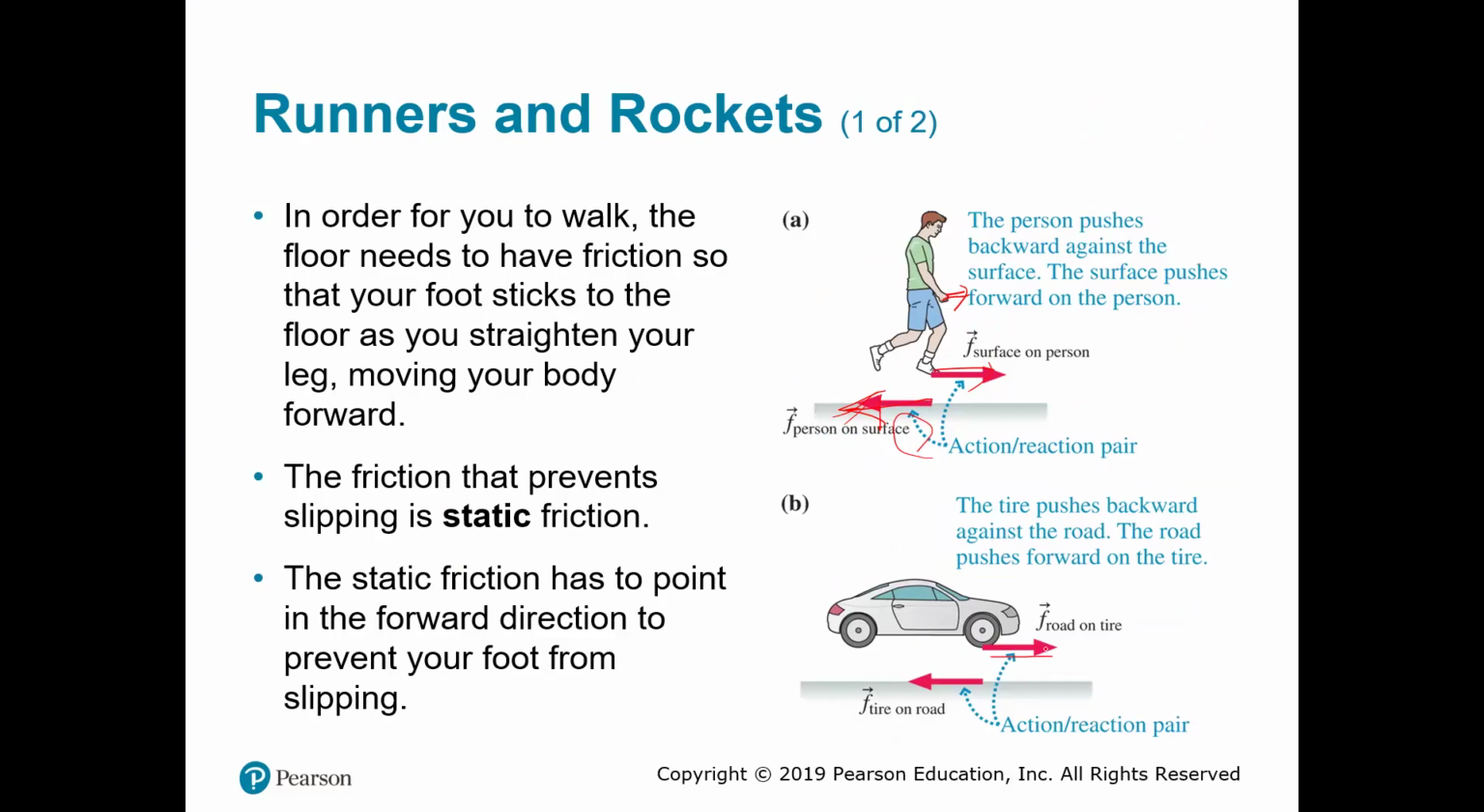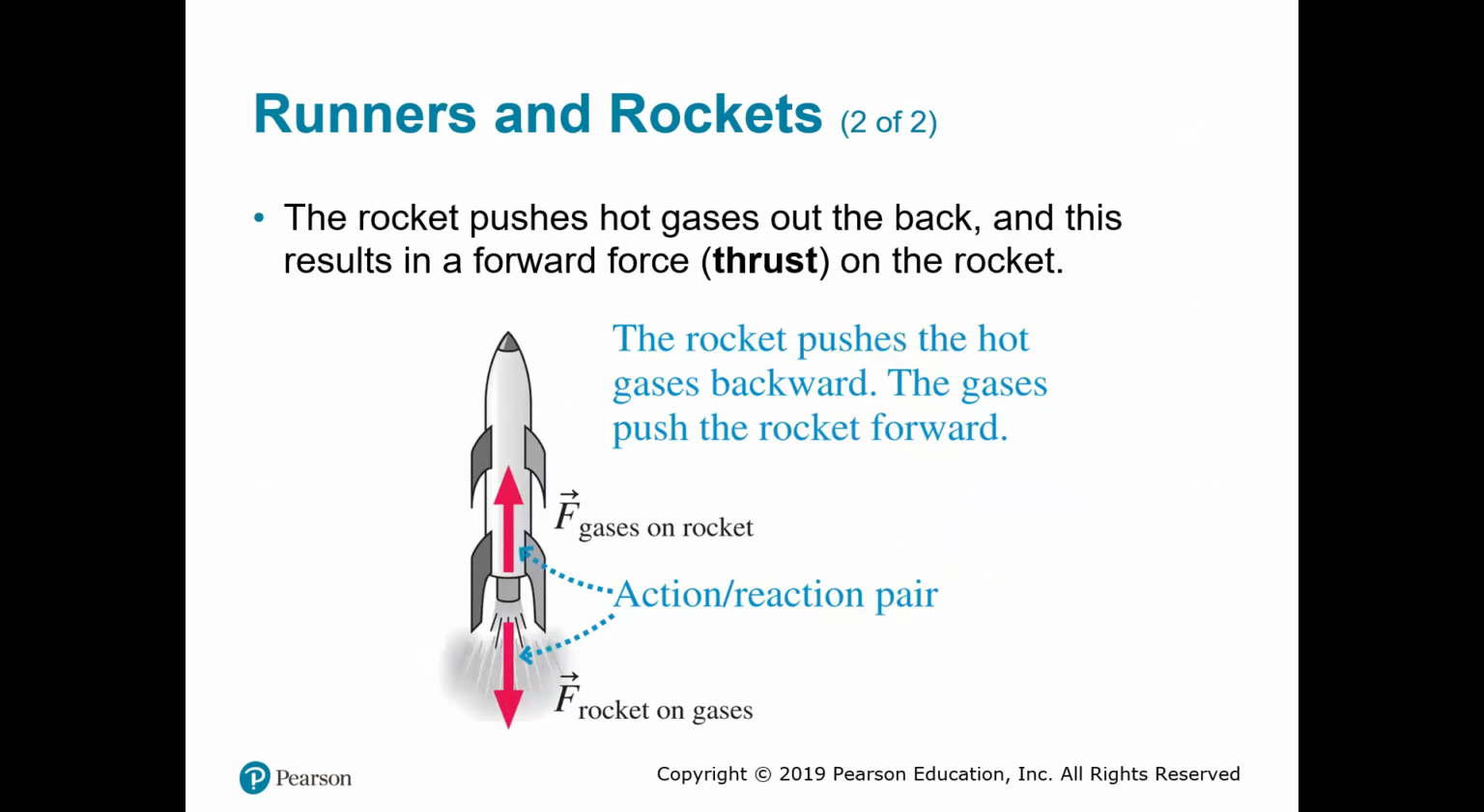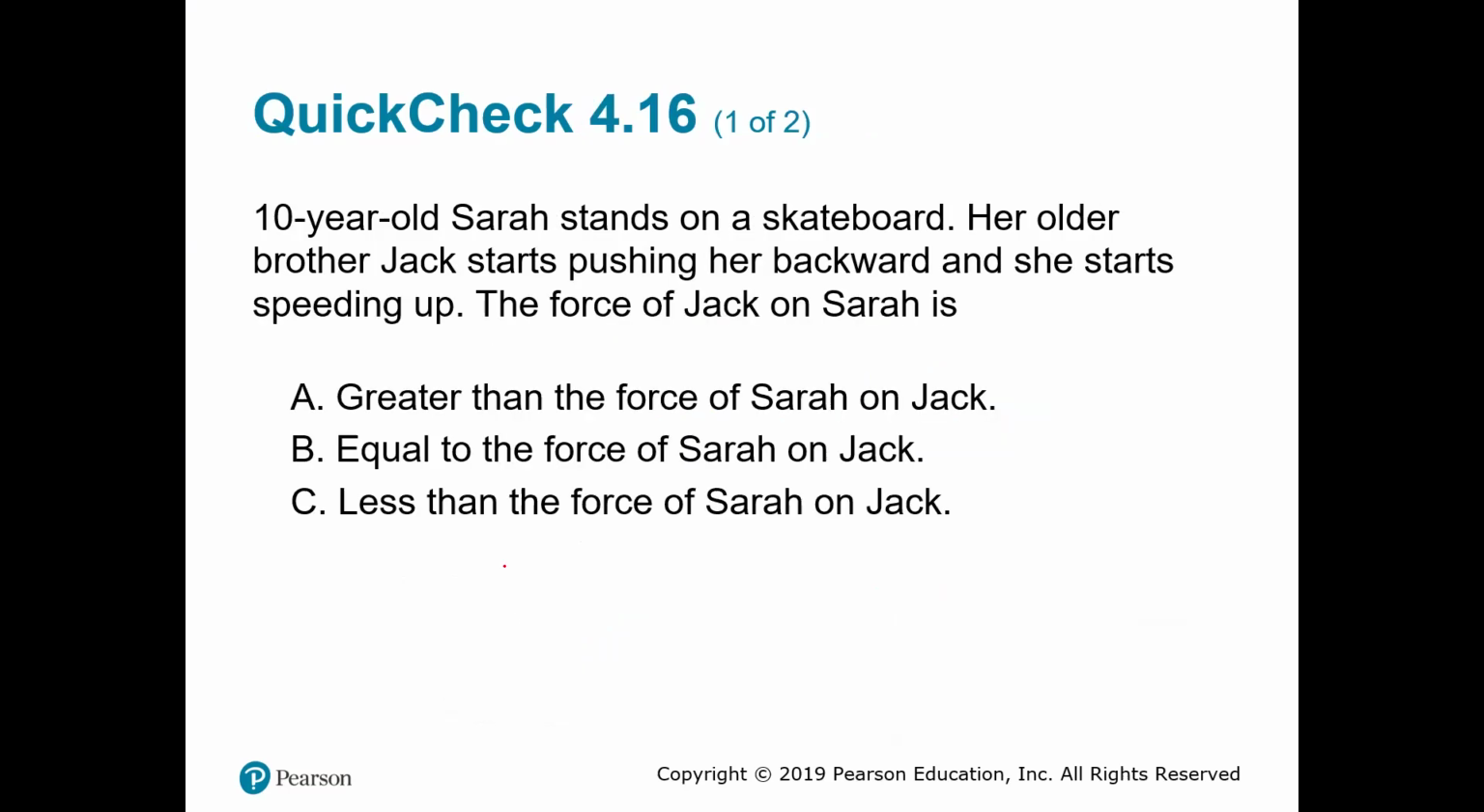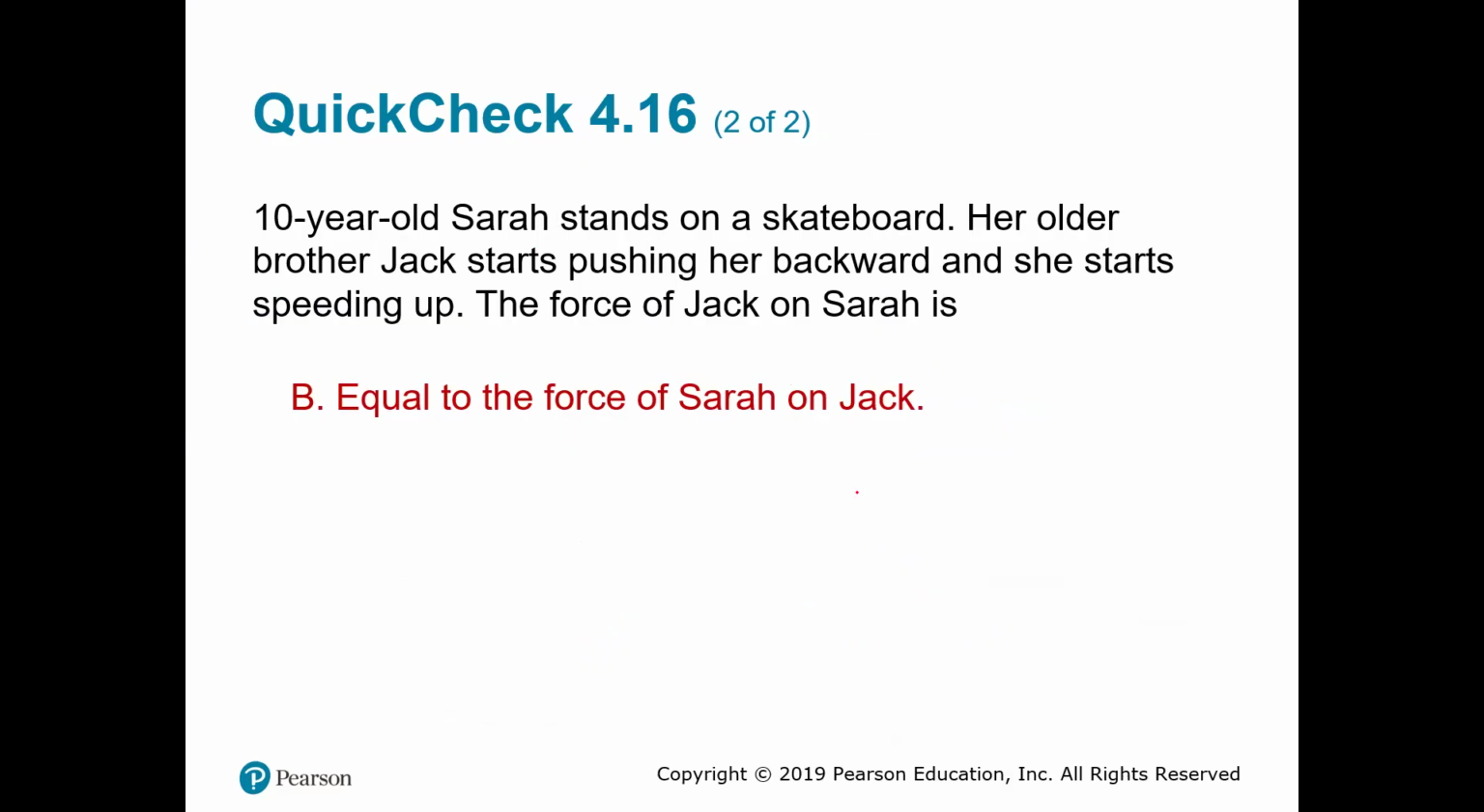Same, the car is moving forward, the road is moving backwards. Okay. Same thing, rocket, right? The rocket is moving upward and the gas is moving backwards, right? So, for example, you have Sarah on a skateboard, and her brother Jack on a skateboard, and they push each other. What happens? They move backwards. This is the force of Sarah on Jack. This is the force of Jack on Sarah. The thing is, they have equal force, right?